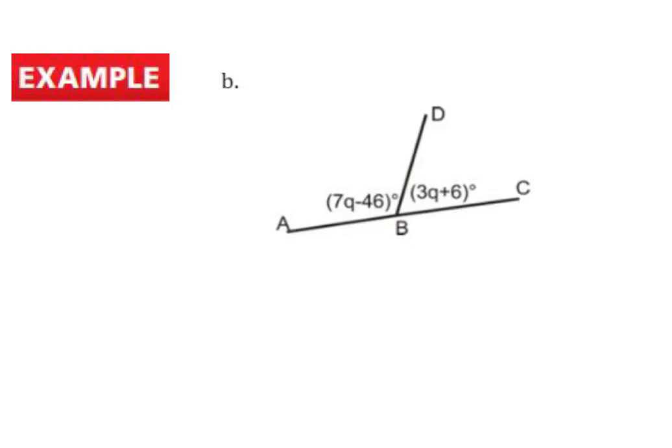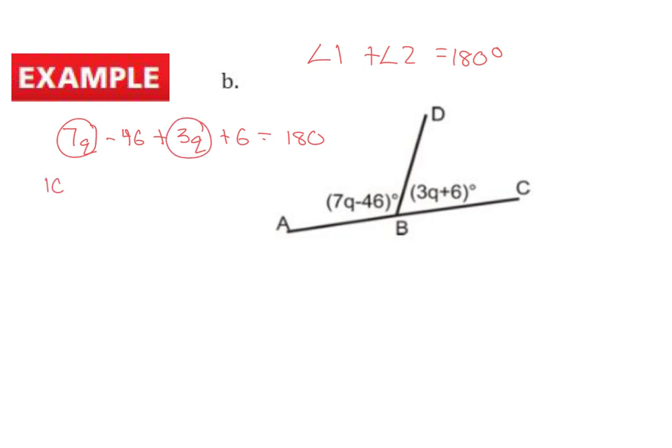This one's exactly the same. We know angle 1 plus angle 2 equals 180 degrees. So we have 7q minus 46 plus 3q plus 6 equals 180. We can combine like terms, 7q and 3q, that's 10q. Minus 46 and plus 6 is minus 40, and that equals 180.